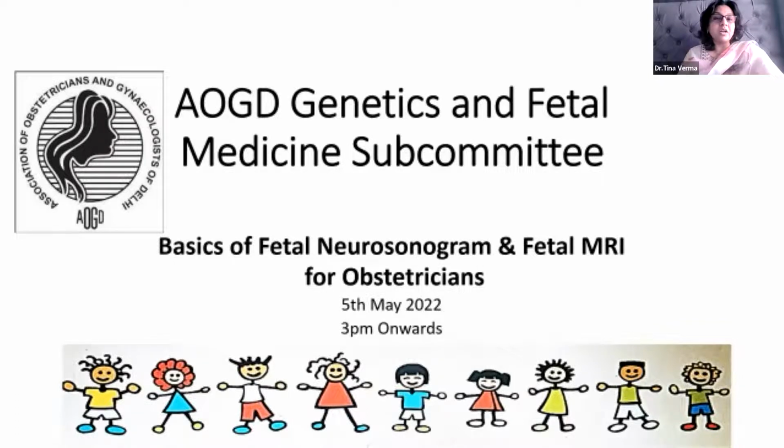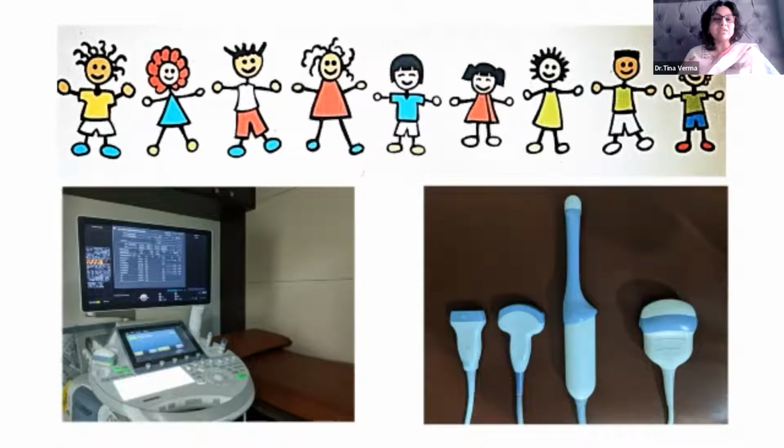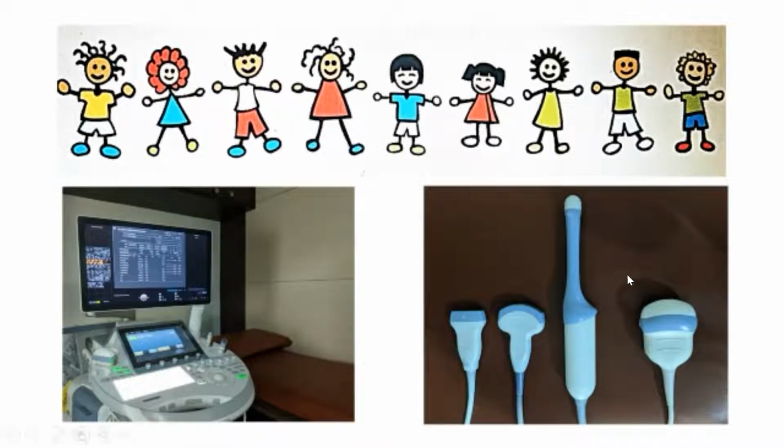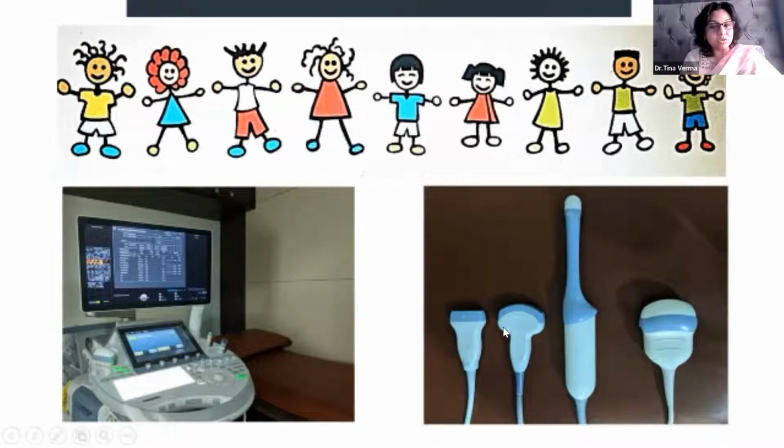So first of all, what I would like to say here is that the ultrasound machine is an important tool in the armamentarium of an obstetrician. We have this ultrasound machine here, and we use these 4 probes to their fullest potential. This ultrasound machine can be used to empower the obstetrician and understand the fetus in a very different way.